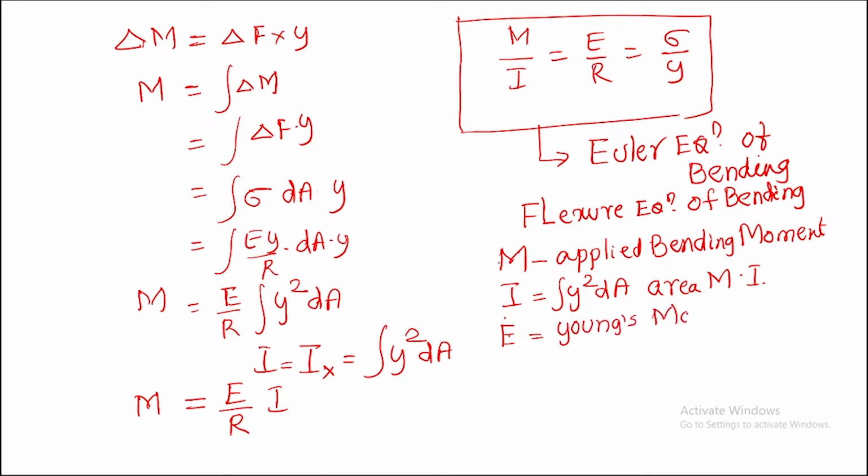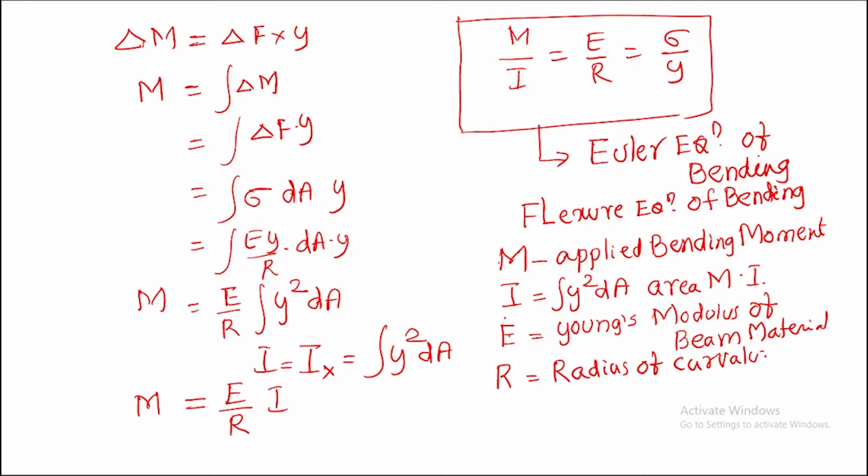Then E is the Young's modulus of the beam material, because we can use different materials in engineering applications. Okay, mostly our theory is limited to only metals which are isotropic in nature, where the strength of the material is constant, so that Young's modulus will be constant. Then R is the radius of curvature.